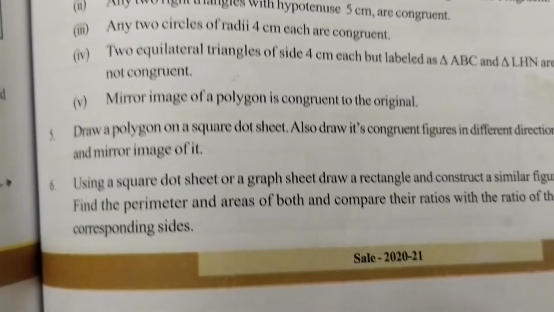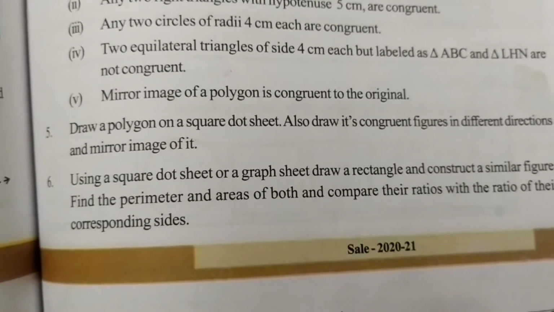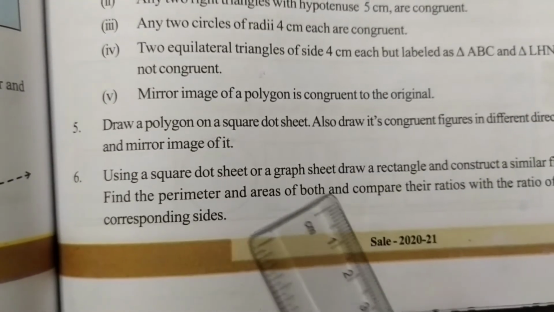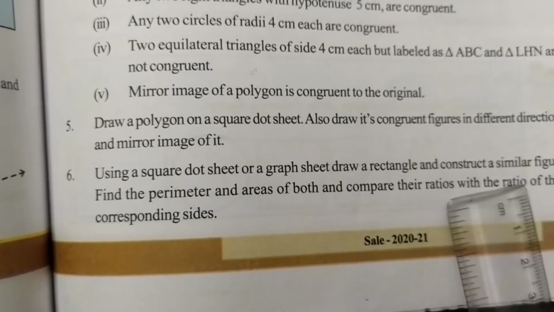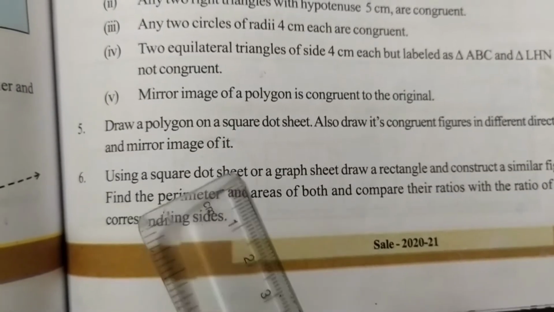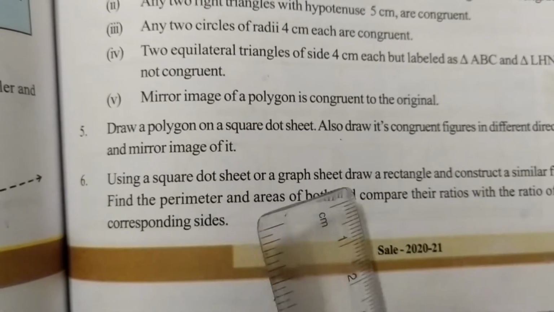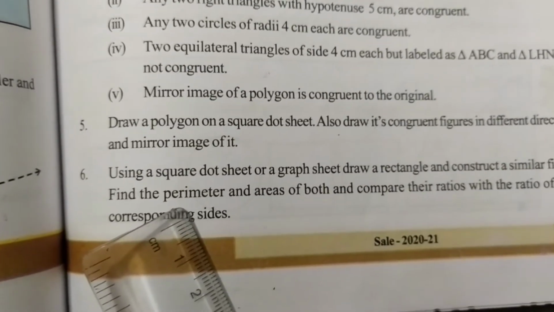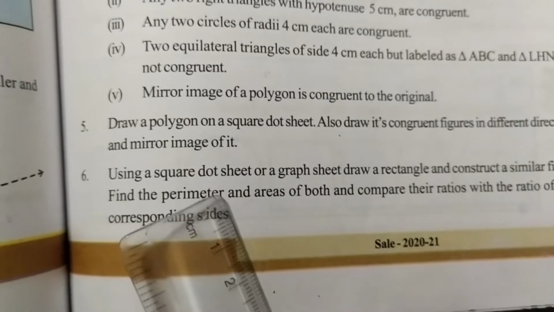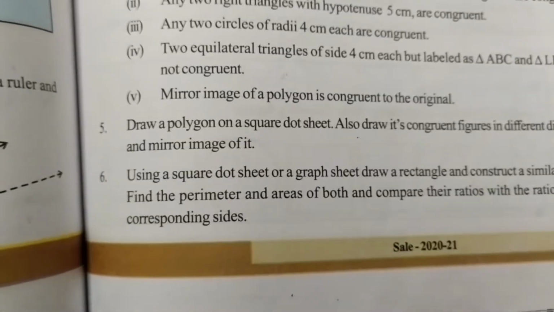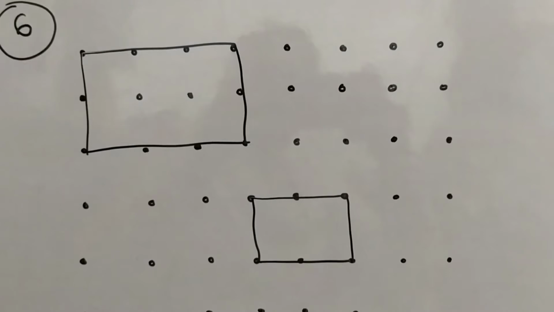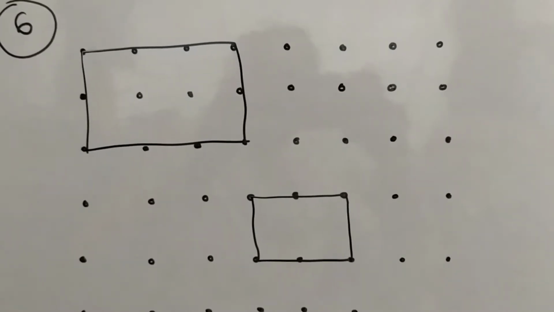Next, see the 6th question, students. Using a square dot sheet or a graph sheet, draw a rectangle and construct a similar figure. Find the perimeter and areas of both and compare their ratios with the ratio of corresponding sides. Here we have to find the perimeter and areas of both rectangles. First you need to draw the two rectangles on a dot sheet with different length and breadth, then find the area. Let us draw the rectangle like this on a square dot sheet.